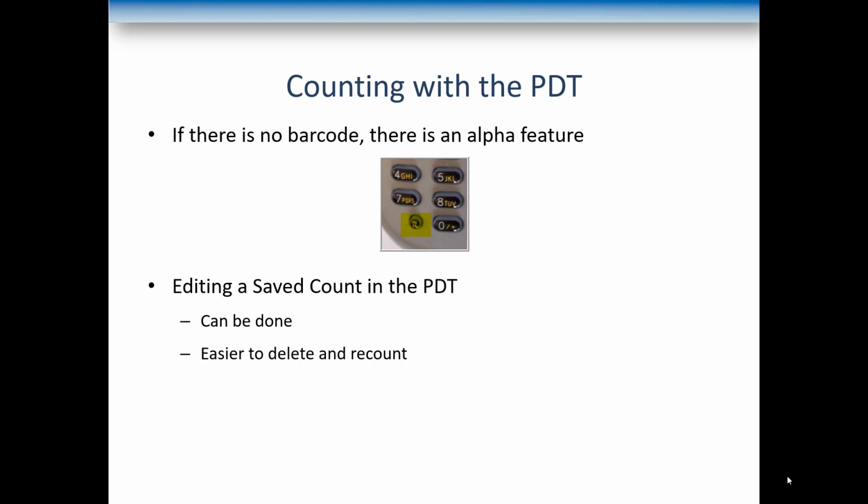Editing a saved count. If you go into the utilities menu, you have the ability to go in and actually change the items scanned and whatnot. However, for all practical purposes, it's just easier to delete the last scan and scan it again, rather than have to try and muck with the little tiny keyboard. And that again is done from the utility menu.